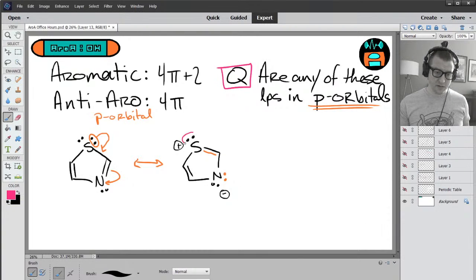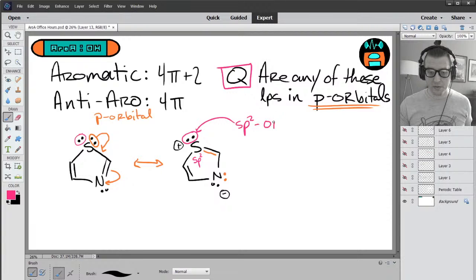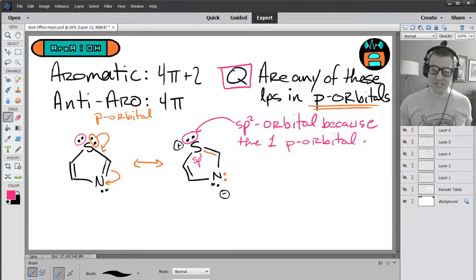When you look at the other lone pair on sulfur, it's less easy to see in the first resonance structure, but more clear in the second resonance structure. This sulfur is sp2 hybridized. The second lone pair is held in an sp2 hybrid orbital because the 1 p orbital is occupied in this instance. It's occupied by the other lone pair.